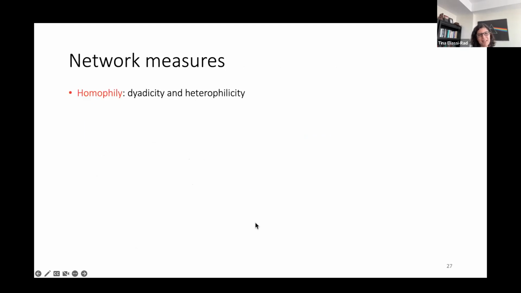Now, what are the network measures, right? So there are network measures like homophily. In particular, I like this paper by Park and Barabasi that was published in PNAS in 2007, where they talk about dyadicity and heterophilicity, which is, given a network, you count how many connections there are between nodes of the same type, and you normalize that by what you expected if it was a random connection. And heterophilicity is basically how many connections in your network you have between different types of groups, right? Like if you have your nodes labeled as majority and minority, how many links are there between majority and minority nodes? And then you normalize it based on what you expected that to be if your connections were random.